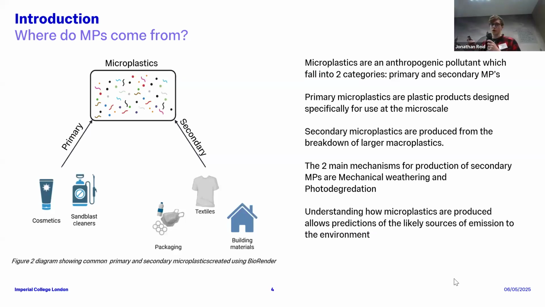This generally happens by mechanical weathering or photodegradation, the two primary ones you'll find. It can happen to clothing fibers that fall off from you wearing or washing them, and building materials that are exposed to the sun for extended periods of time break down, and obviously you get a lot of single-use packaging that's just thrown to do whatever it wants in the environment and spit out microplastics. It's important to understand the mechanisms by which you get microplastics, because that can give you some indications on where to predict sources of microplastics to the environment.